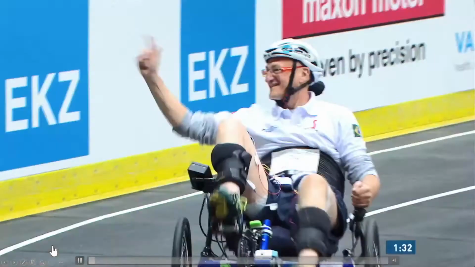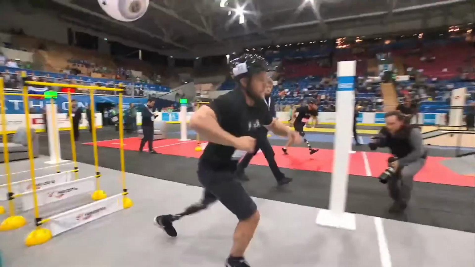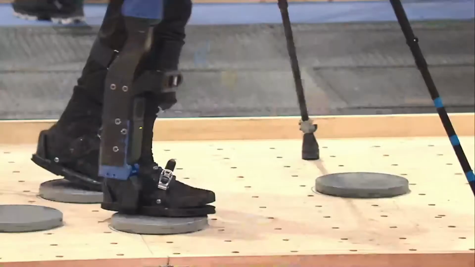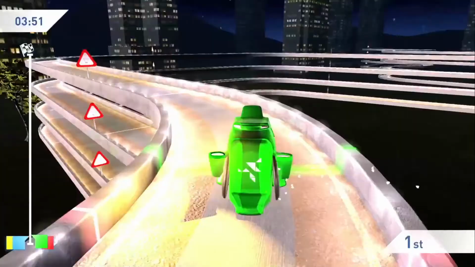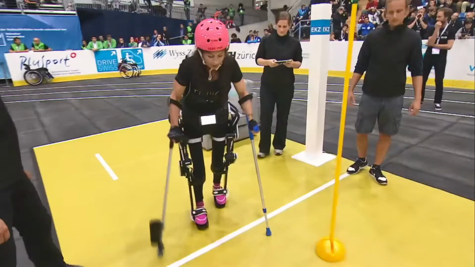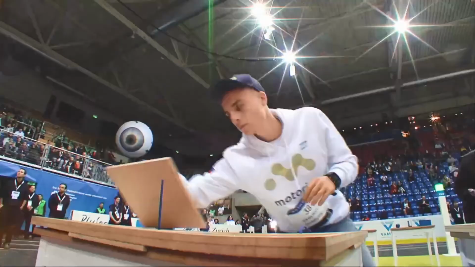CYBATHLON is more than a competition. CYBATHLON is emotion and innovation. It moves people and technology. Numerous teams from all over the world compete against and with each other with one common vision: a world without barriers.